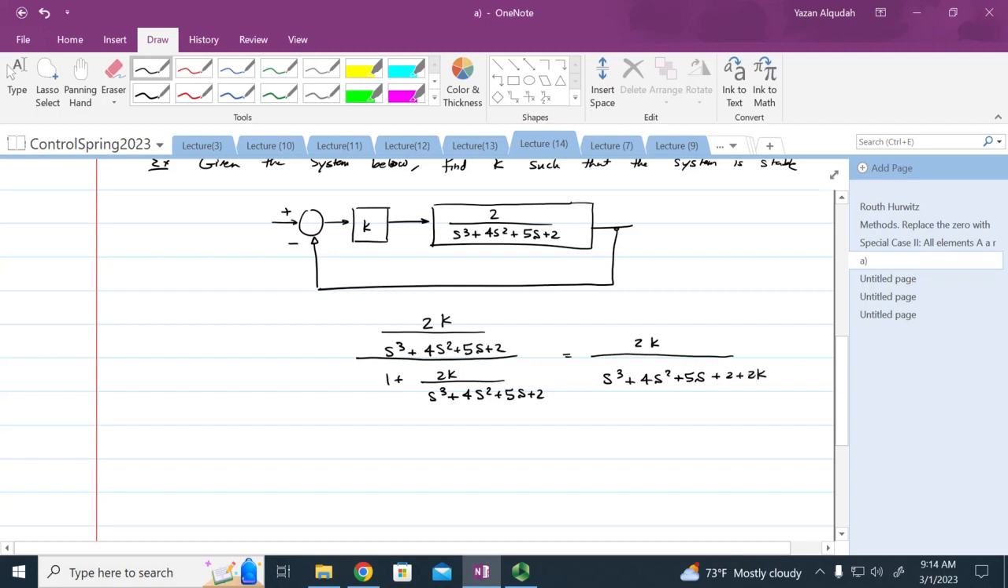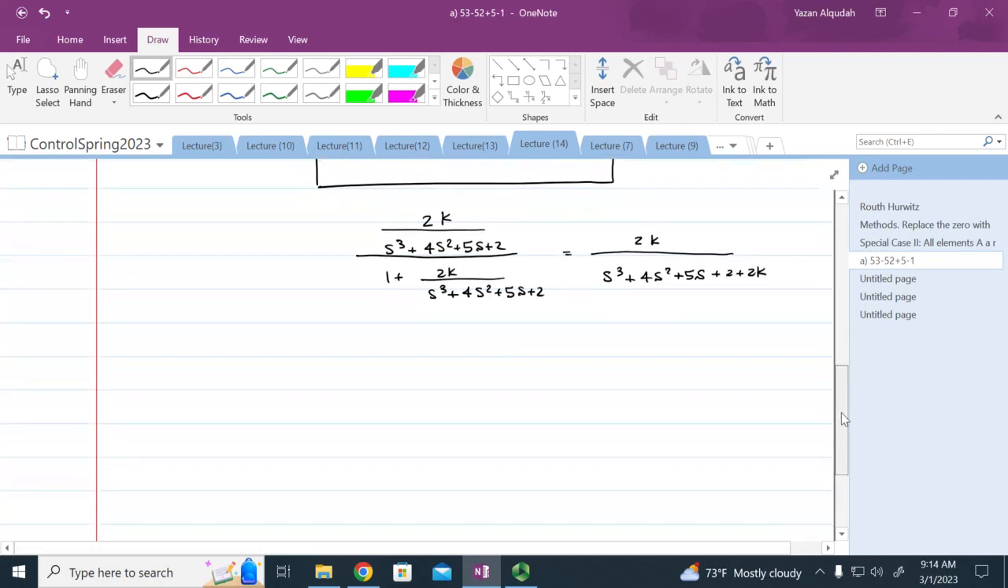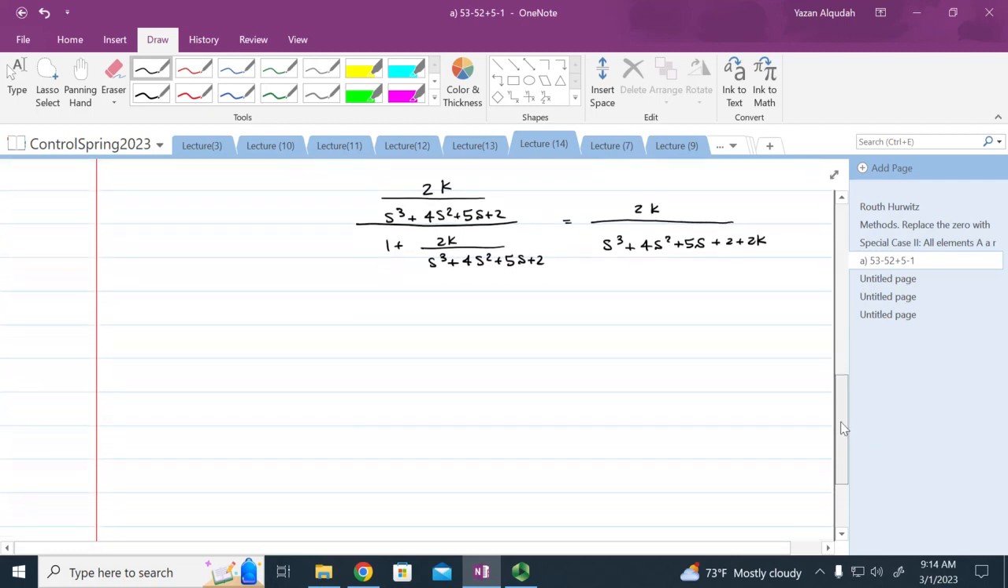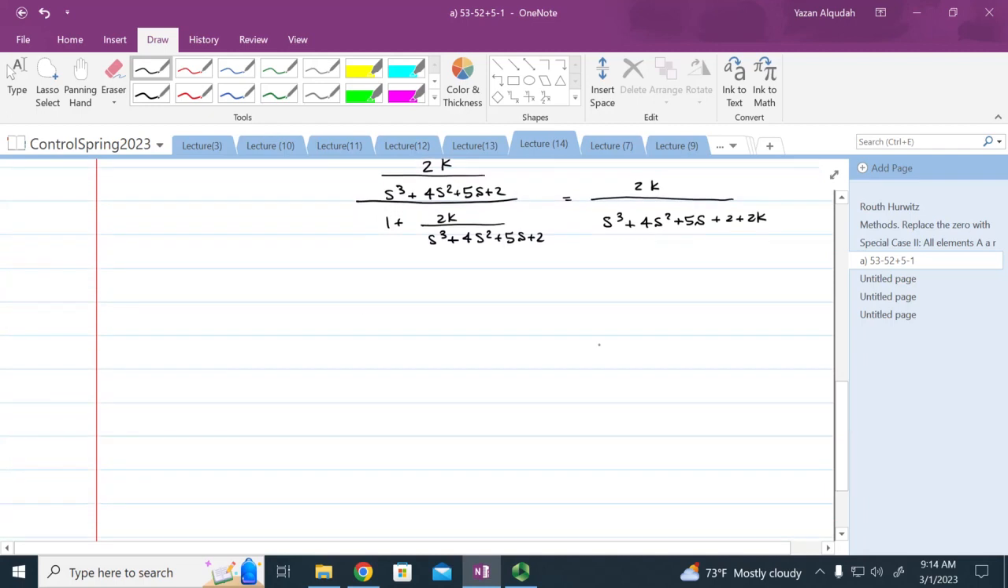How do I know the values of k that will make this system stable? What are we going to do? What tool are we going to use? Routh Hurwitz. We know if the first column does not have any sign changes, it means the system is going to be stable. So I'm going to have 1, a 5, a 4, and then I'm going to have 2 plus 2k.